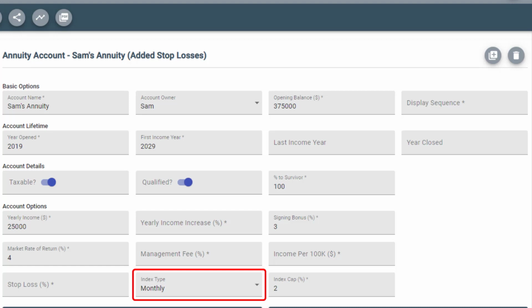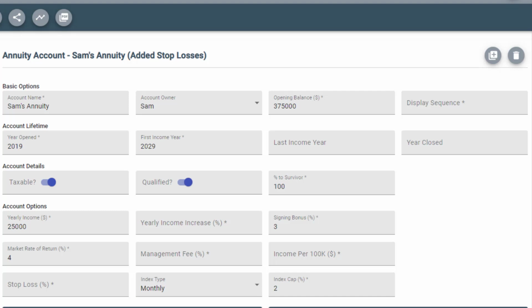If the index type is set to yearly, the monthly rates are applied with no modifications, accumulating each month. At the end of the year, the rate of the return for the year will be set to the calculated accumulated rate or the index cap, whichever is less, but no less than the designated stop loss amount.